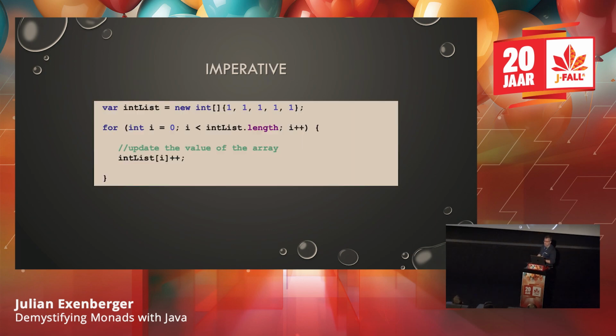A very simple example of this in action is incrementing values in an array. So there we have int list, which is an integer array. We loop over that integer array, and then we increment each value. We've effectively mutated the state of int list to do that.